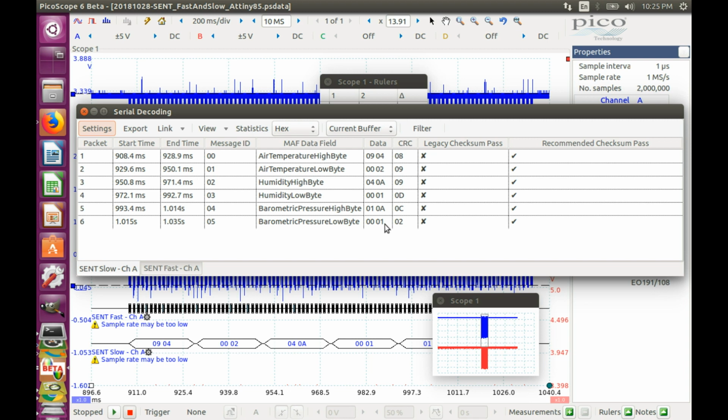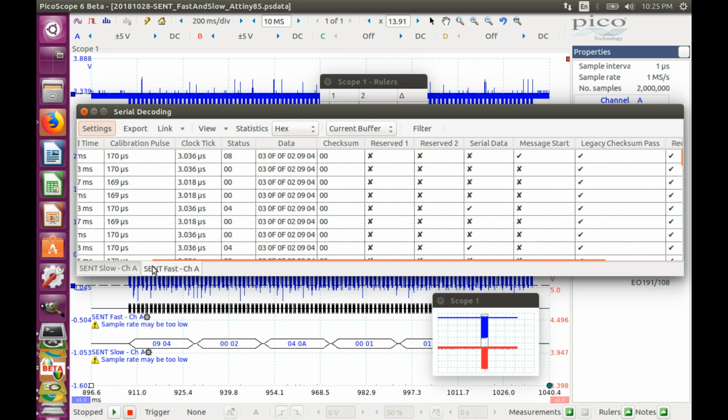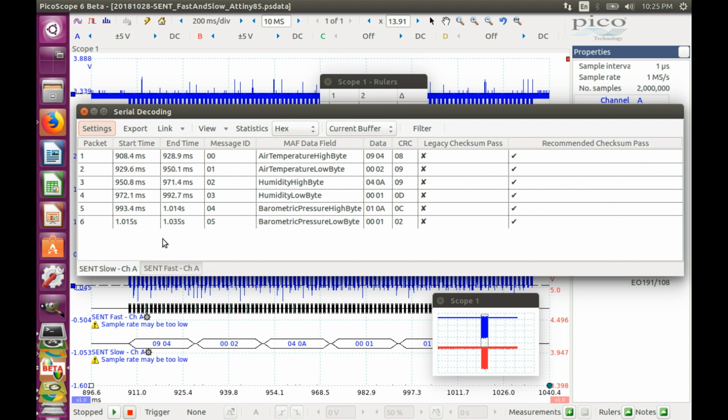So here we go. We have the serial decoding working for both send fast and send slow channels, and we are able to confirm that the checksum is okay, and it's not very hard to interpret the data once we have an understanding of what different fields mean. Okay, now after this lengthy video, you know everything you need to know to diagnose a SENT communication.